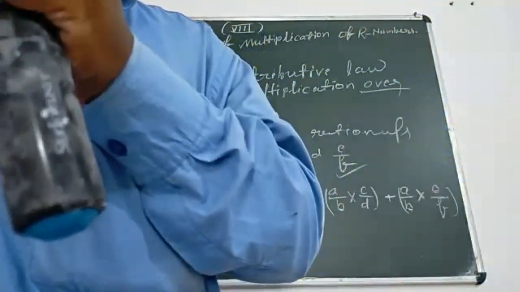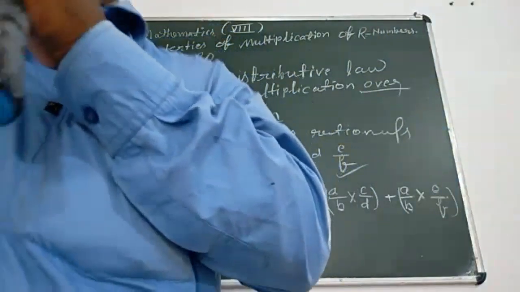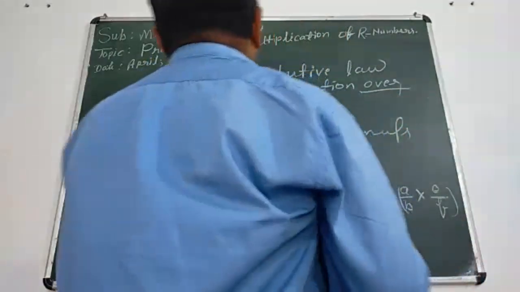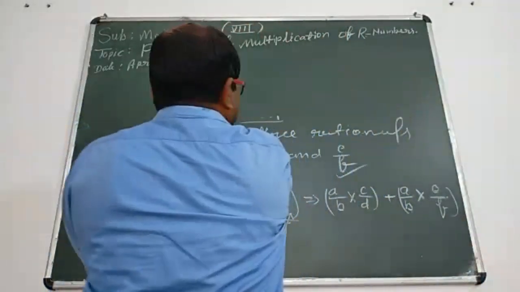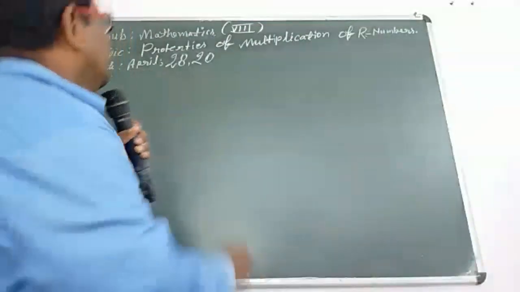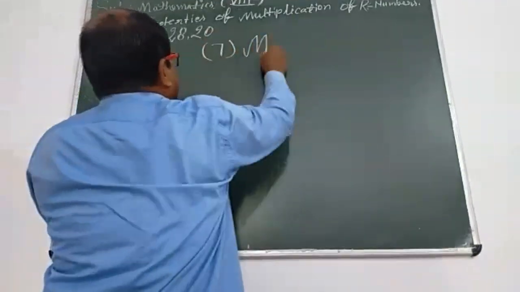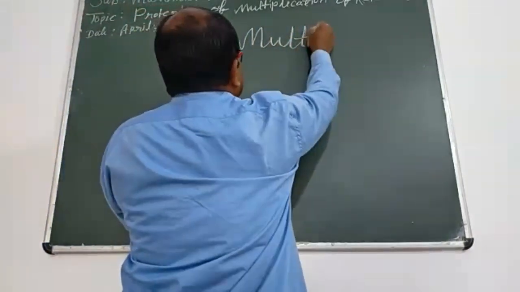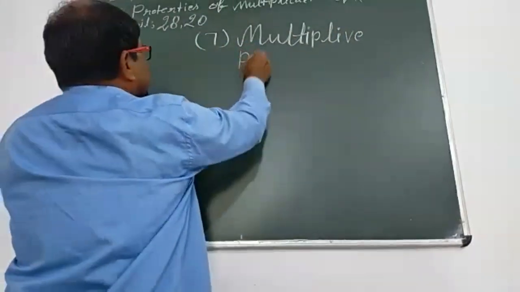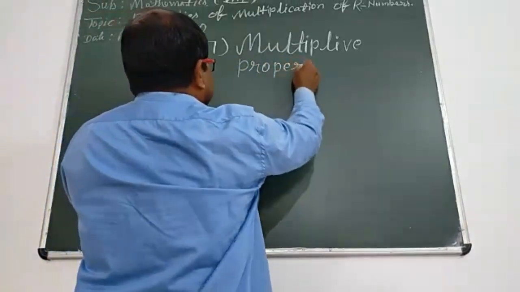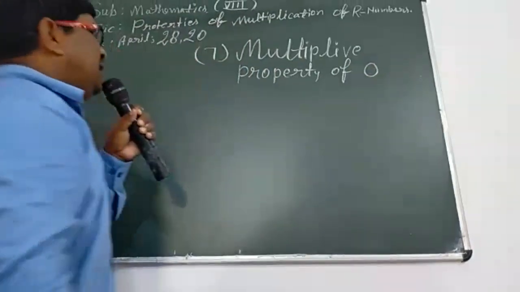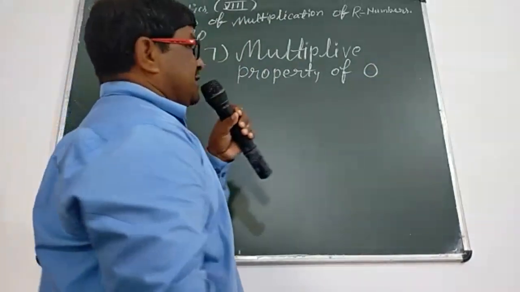Now one more, I am thinking: multiplicative property of 0. That is simple, but we should mind it.